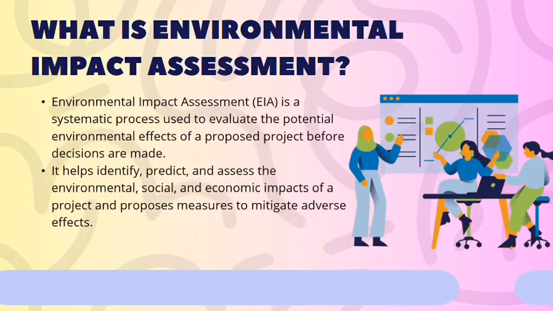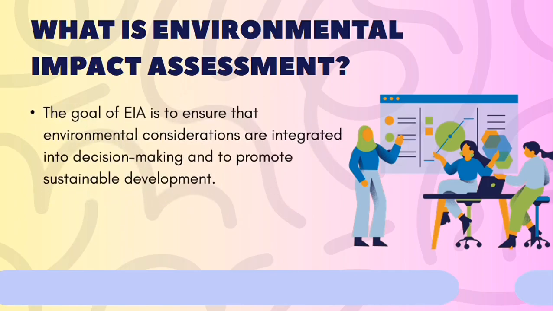What is environmental impact assessment? So environmental impact assessment is a systematic process used to evaluate the potential environmental effects of a proposed project before decisions are made. It helps identify, predict, and assess the environmental, social, and economic impacts of the project and proposes measures to mitigate adverse effects. So the goal of EIA is to ensure that environmental considerations are integrated into decision making and promote sustainable development.